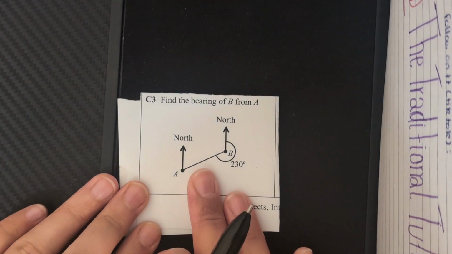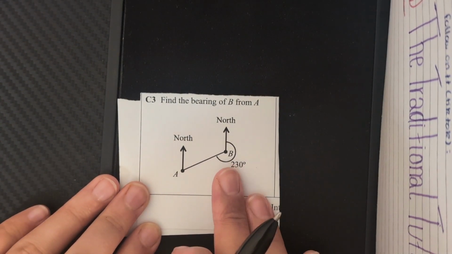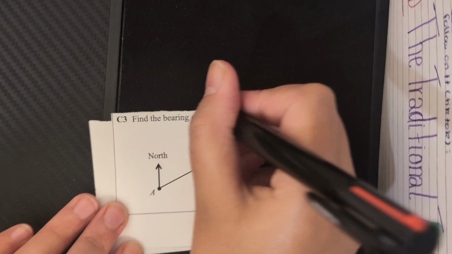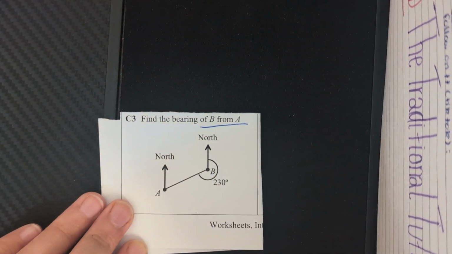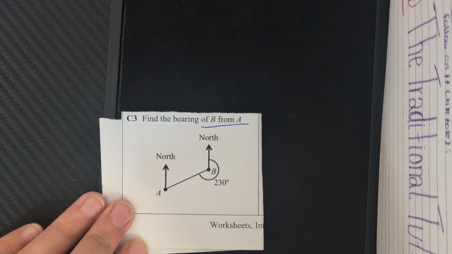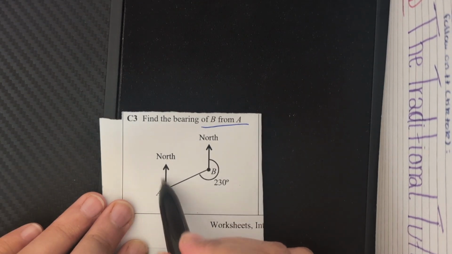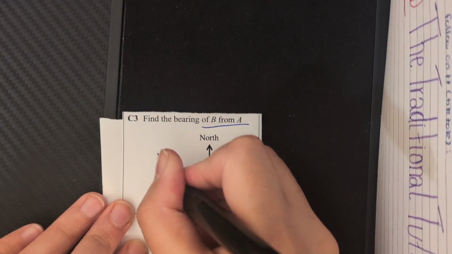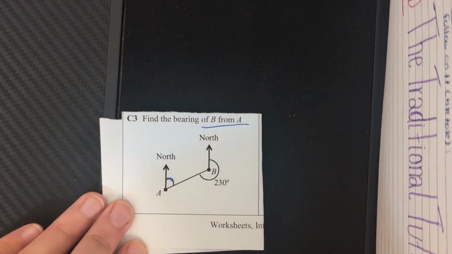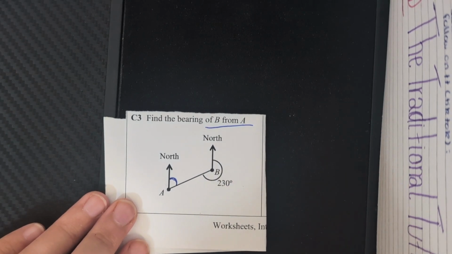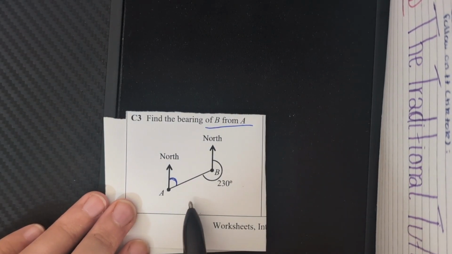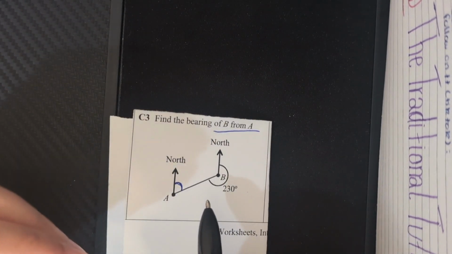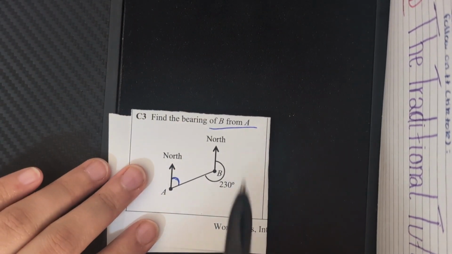So next example, we're again finding the bearing of B from A. That means, I'm just going to underline that so I remember, I need to draw my north line from A. So there's my north line, and I need to measure the angle clockwise. So that means I'm looking at this angle here, or this bearing. Now, like I mentioned, it doesn't say that it's drawn to scale, so we're not going to get out a protractor and start measuring this. We're going to use angle facts.